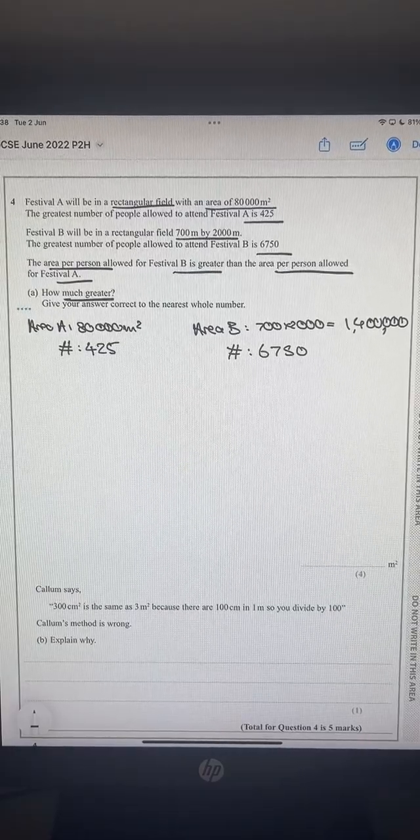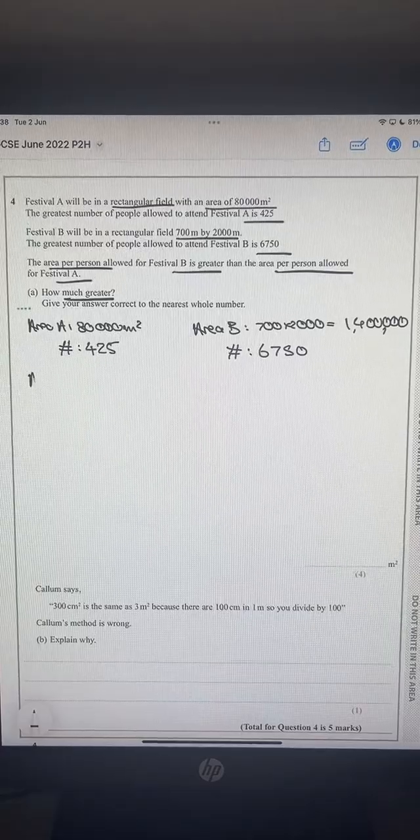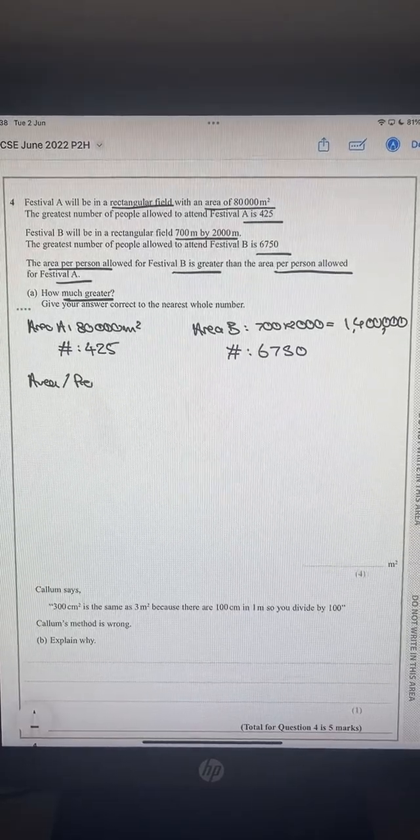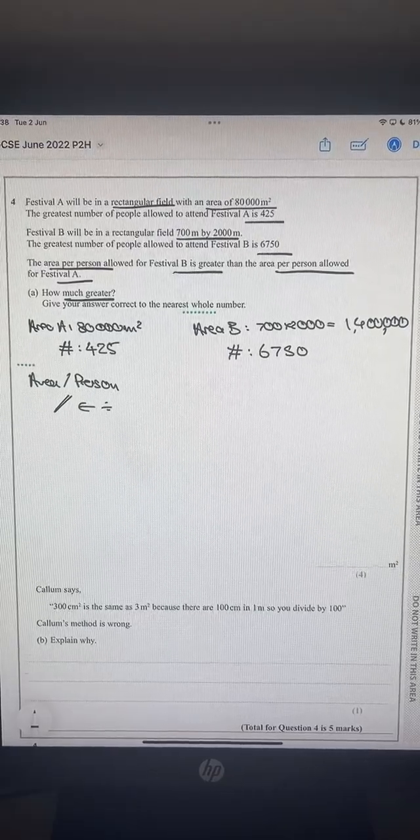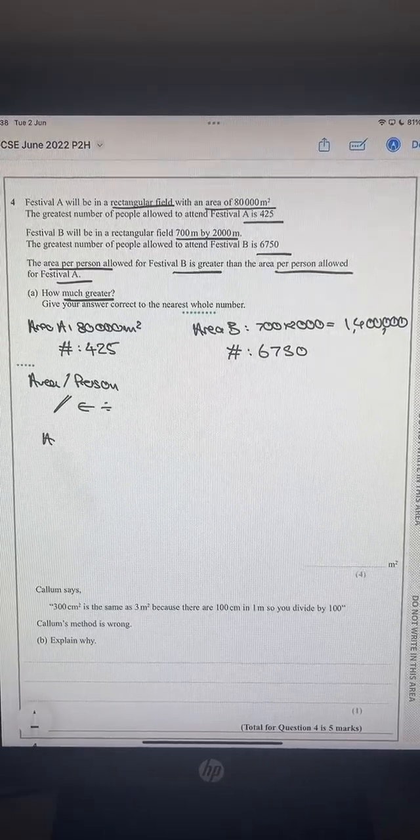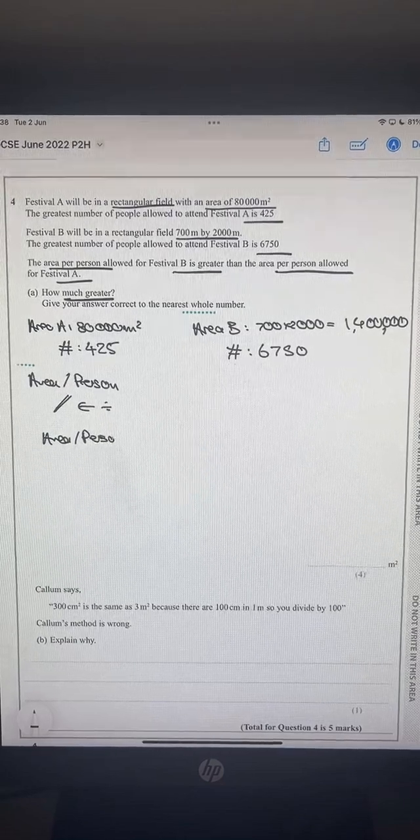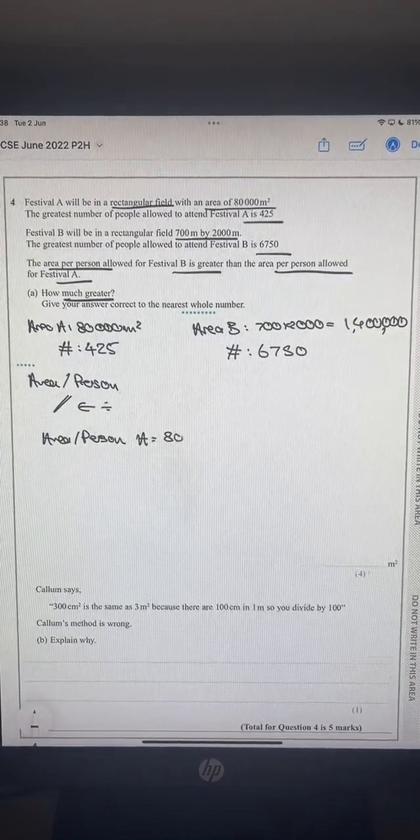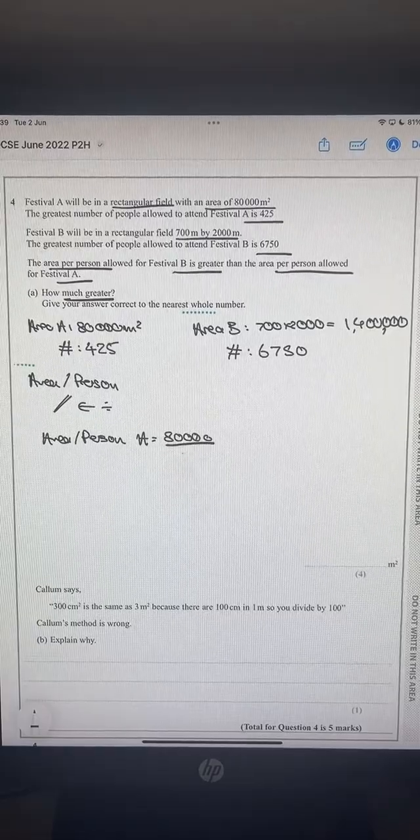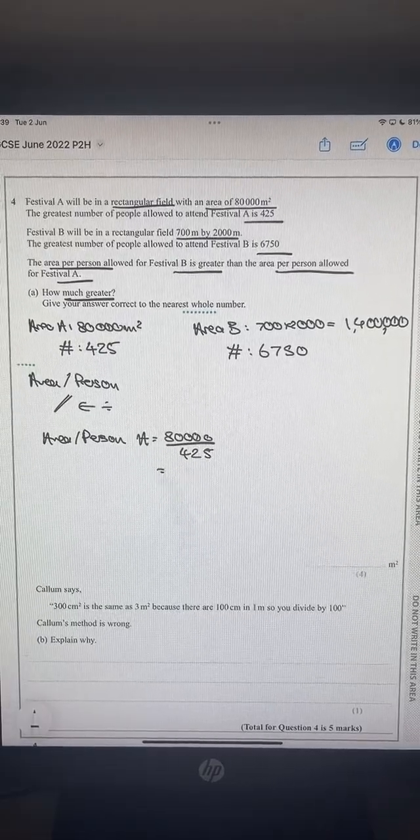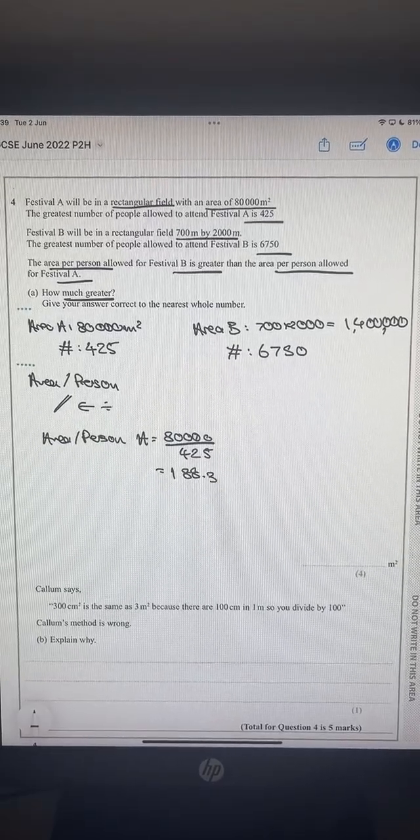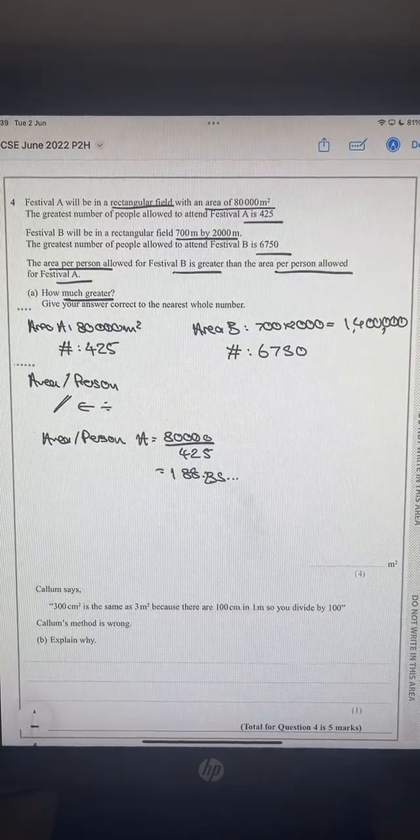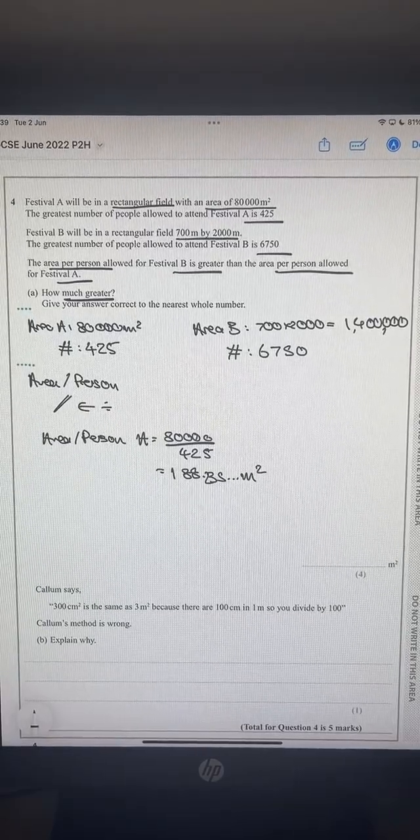The area per person for Festival B is greater than the area per person for Festival A. We need to find out how much greater. So we need the area per person. If you do a per thing like this, that means divide. So the area per person of A is going to be equal to 80,000 divided by 425. I put that into my calculator, and I get 188.3235 blah blah blah meters squared.